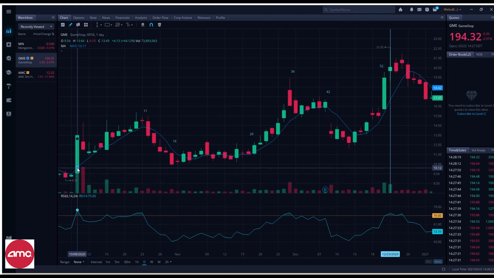GameStop on the 8th of October was trading around $13.48. And then the next day, it drops all the way down to $11.96. And then the next day, it drops down to $11.64. And after 11 business days of it breaking the $10 resistance level, it reaches the $15 mark.